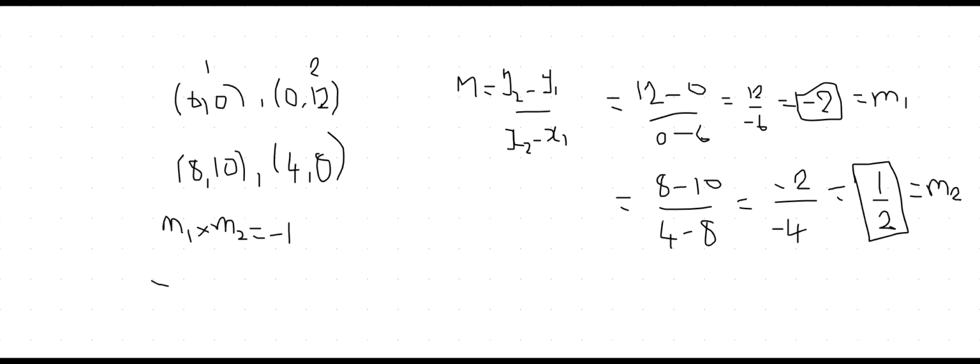and our M2 is 1/2. -2 multiplied by 1/2 is -1. And since it's -1, these two lines are perpendicular. So that is how we prove that two lines are perpendicular, if the product of their gradients is equal to -1. Let's look at another example.